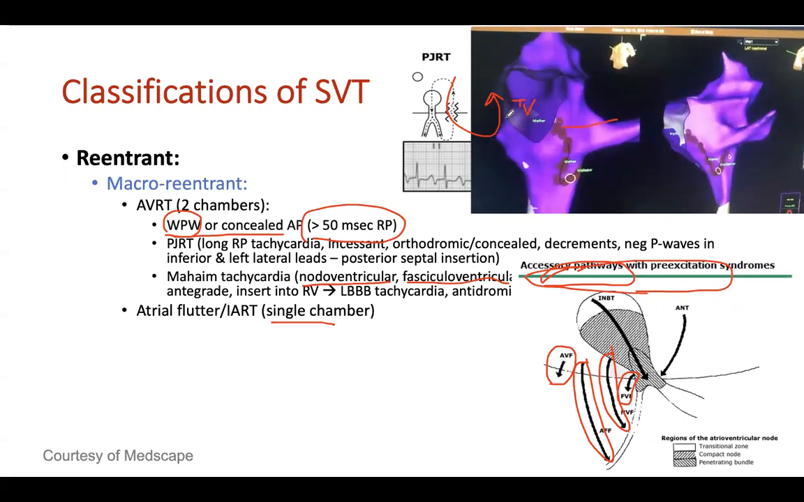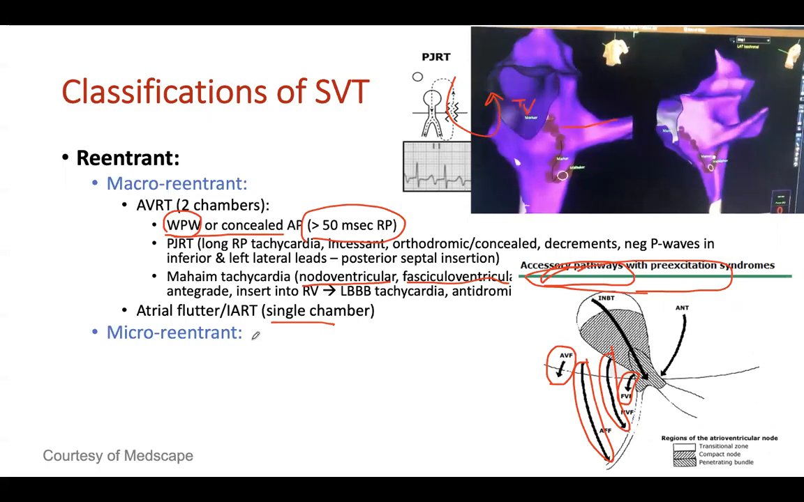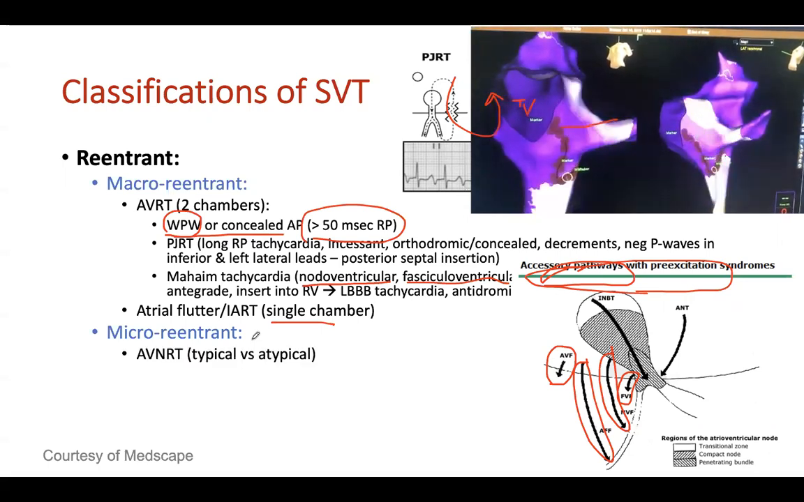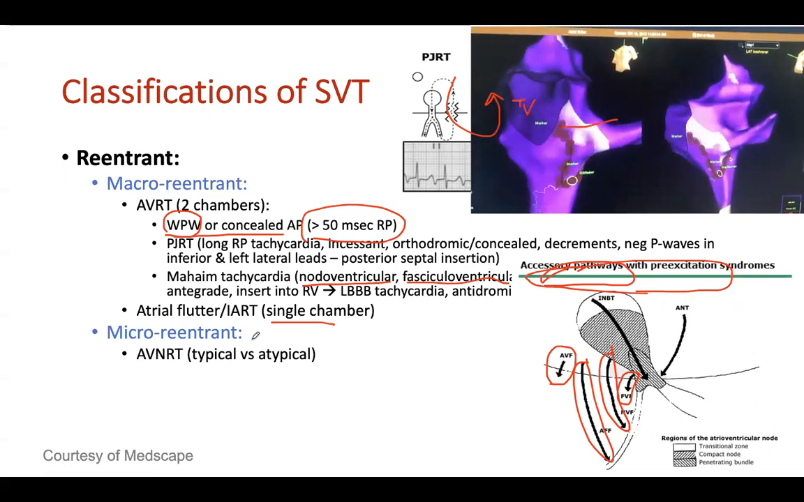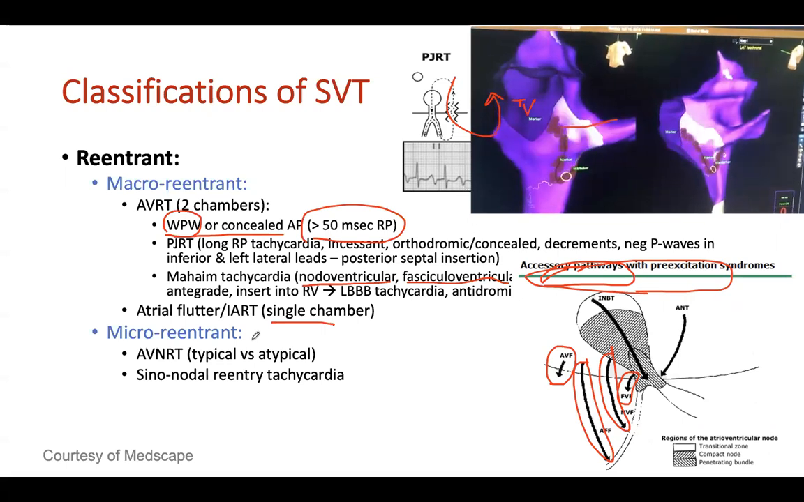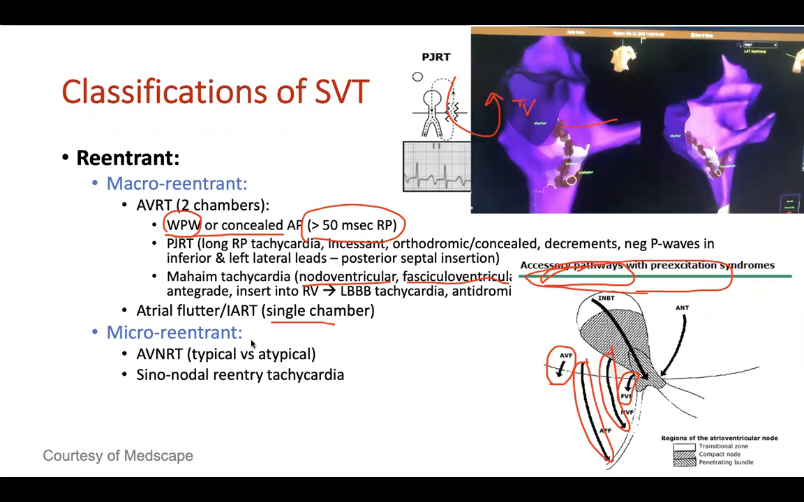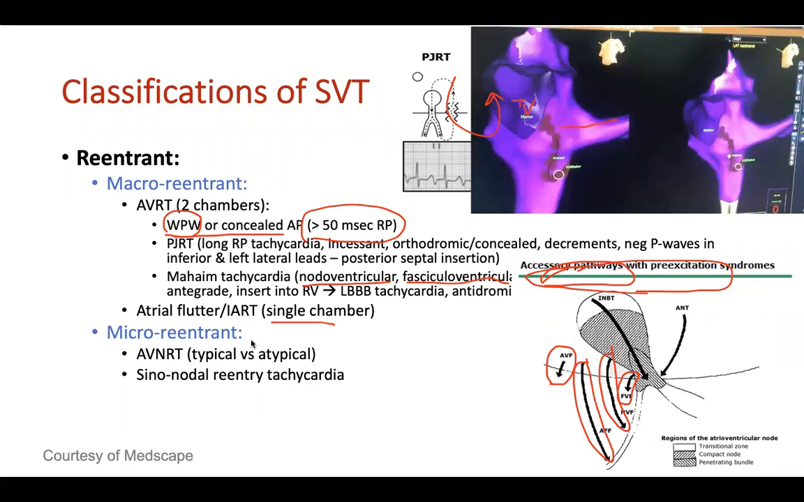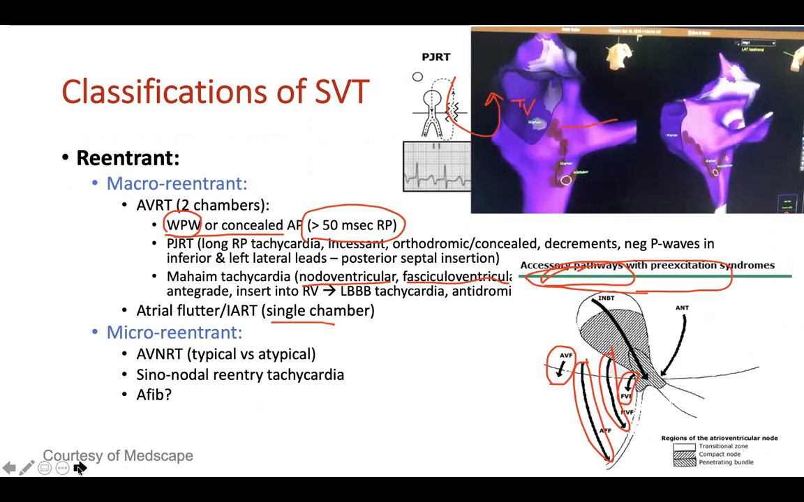So it's a circuit around the tricuspid valve. Microreentry, your typical example is AVRT and AVNRT, because it's a re-entry within the AV node complex. There is something called sinus node re-entry tachycardia. Again, it's a re-entry within the sinus node. It's very rare, and it's often benign. And we already discussed AVRT before.